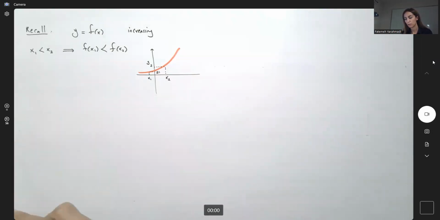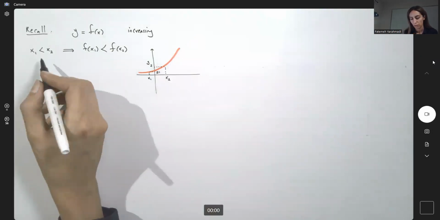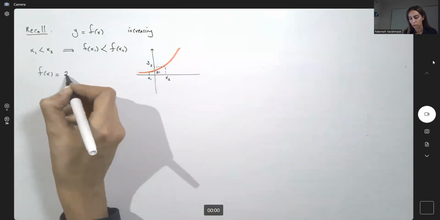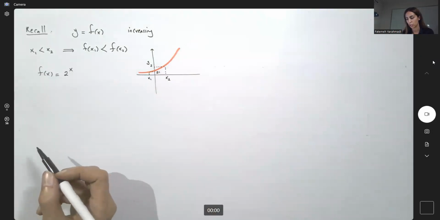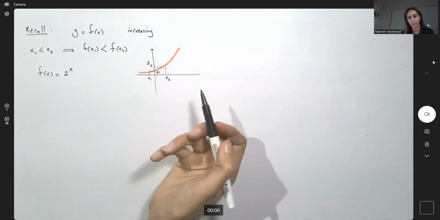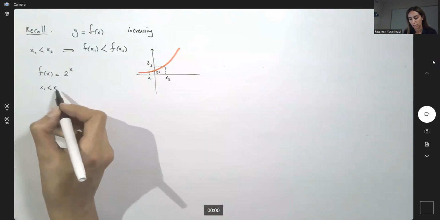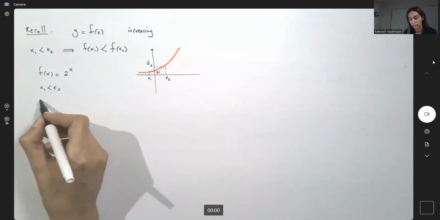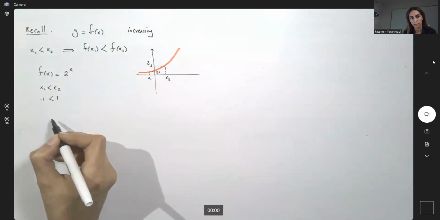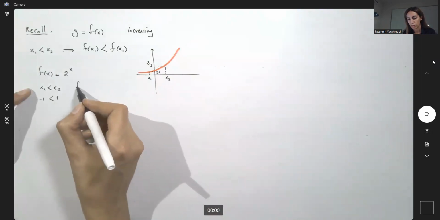For example, consider this exponential function, f of x equals 2 to the power x. This is an increasing function. For example, you can take on different values. x1 is less than x2. You can say that, hey, -1 is less than 1. Am I right? So what is f of x1?